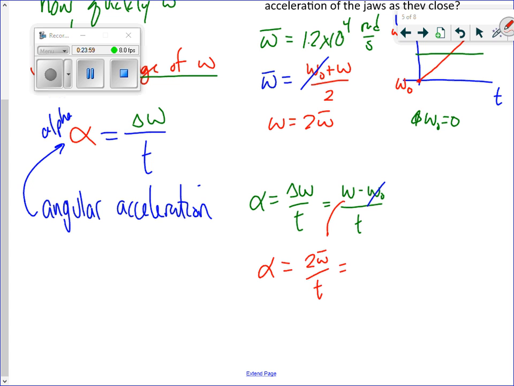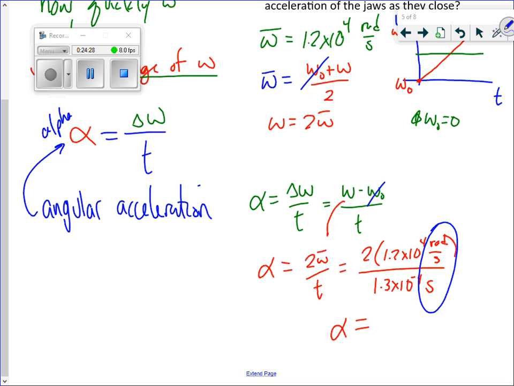All right, so then the numbers aren't as important. 1.2 times 10 to the 4th radians per second, and I believe that time was 1.3 times 10 to the negative 4th seconds, and you get what you get. But it's a really big number. It's something 10 to the 8th radians per second squared. A lot like meters per second squared, right?